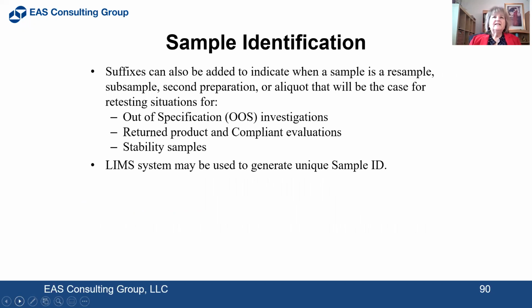Suffixes can also be added to indicate when a sample is a resample, a subsample, a second preparation, or an aliquot. That will be the case for retesting situations, if you have an out of specification investigation, a returned product or a complaint evaluation, or if you have stability samples. And you could also have a LIMS system that's used to generate a unique sample ID. I've only had one time to deal with that, and they just are weird random numbers. I didn't care for that.